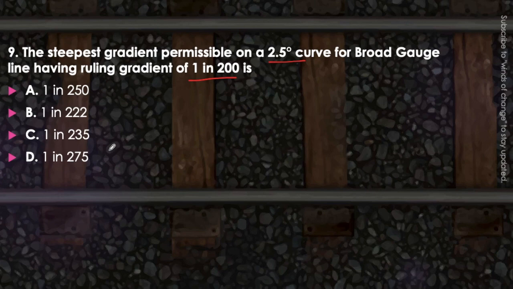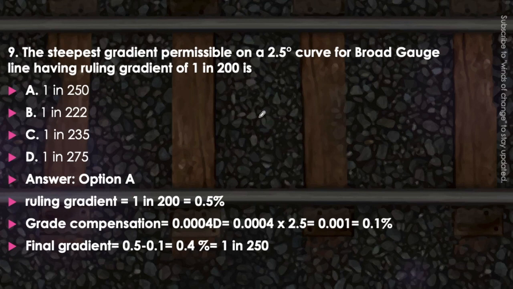What is the concept being used here? First of all, we know the ruling gradient here, and since there is a curve present, we have to provide some grade compensation for a 2.5 degree curve. So what will be the answer? Just think about it, try to solve it. It will be option A, that is 1 in 250, and let me explain how it is obtained.